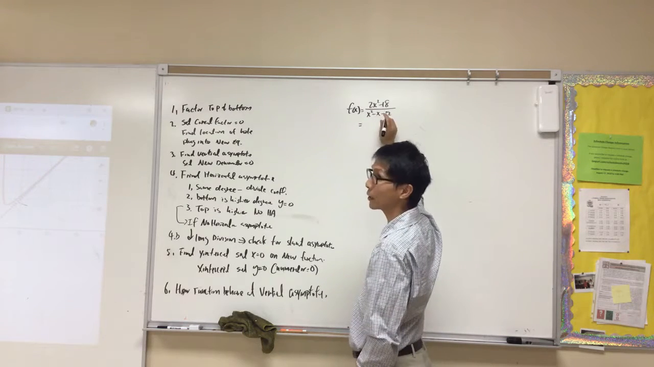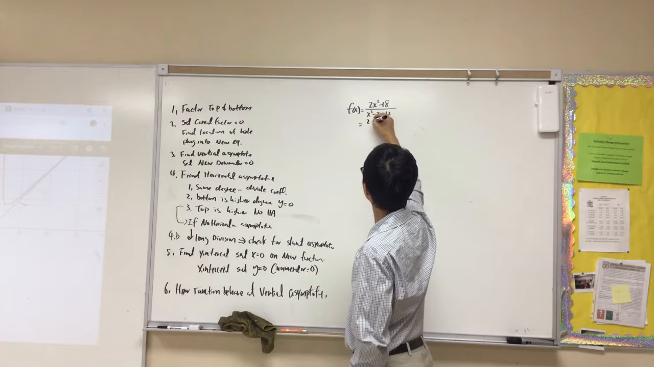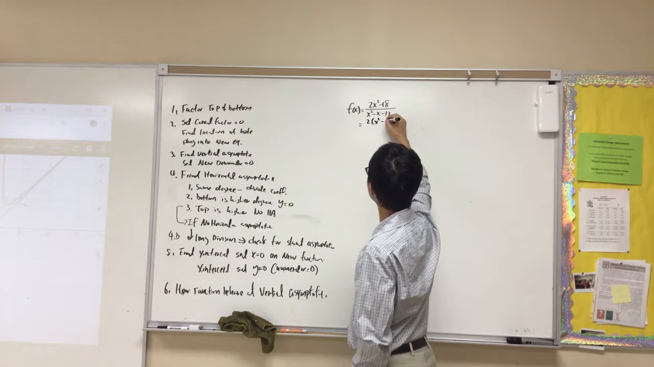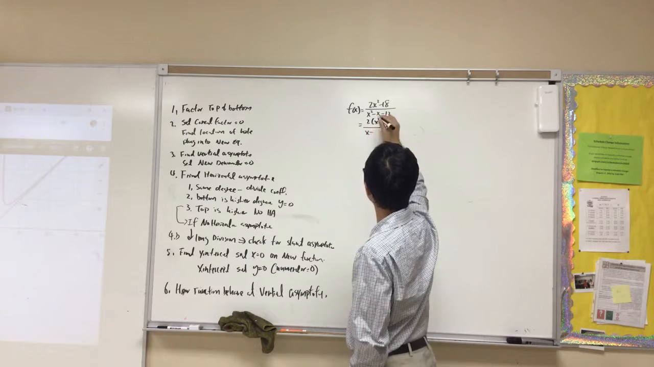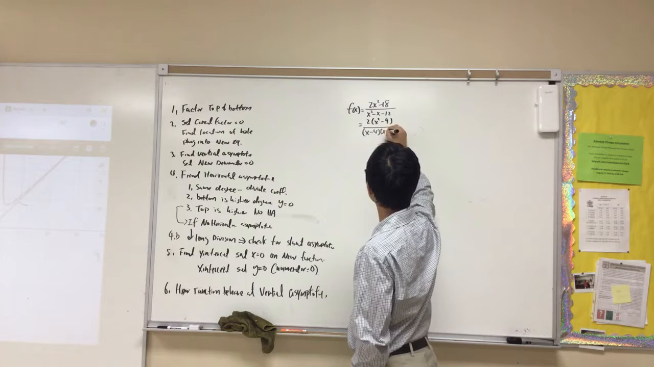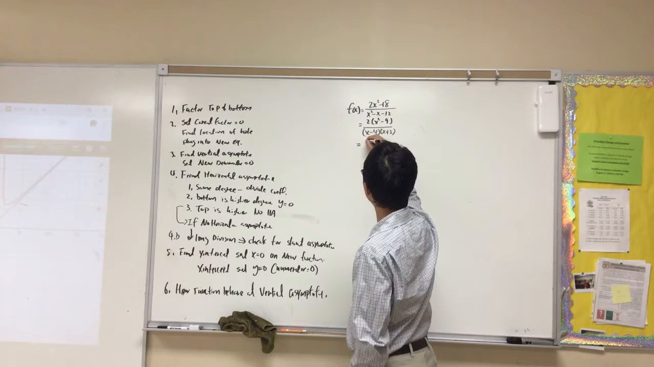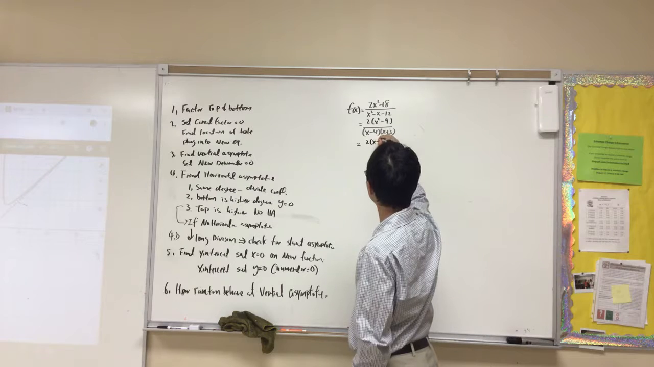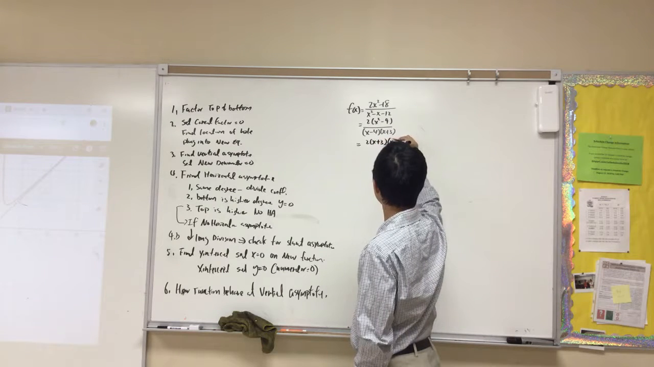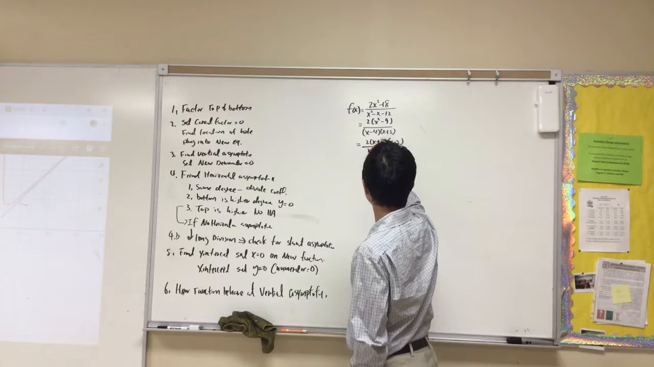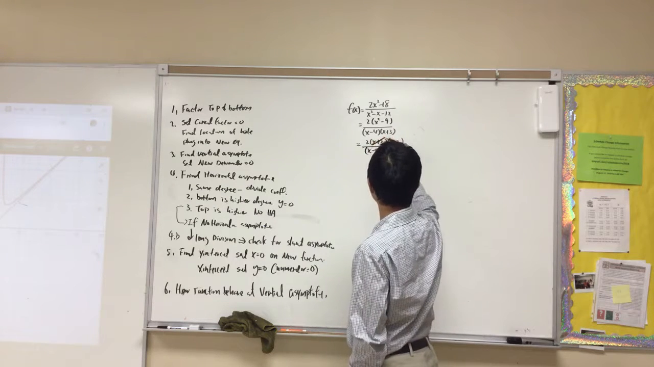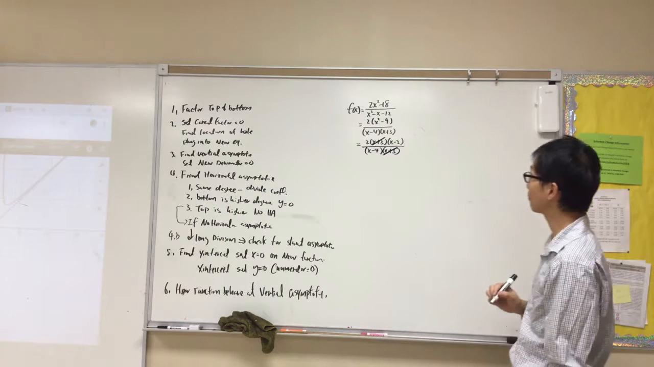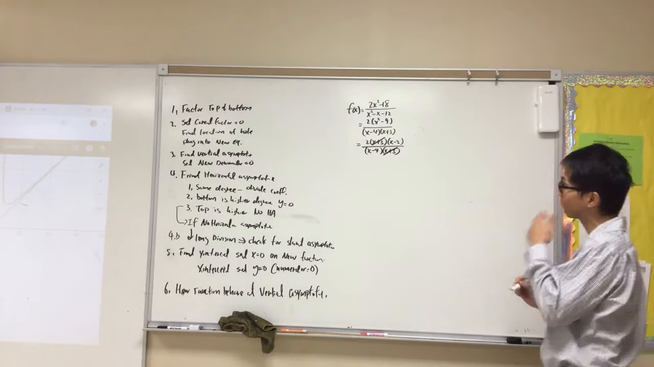Factor. So what can I factor out? 2. 2 times x squared minus 9, so that's a negative. And the bottom is what? x minus 4 times x plus 3, right? And I can factor more on the top. Then the x plus 3 cancels out, so there was a cancel factor. So now you set the cancel factor to 0.